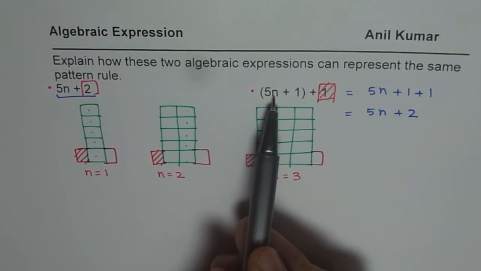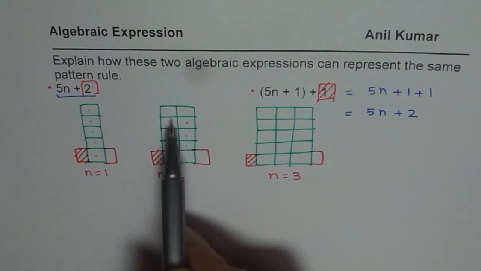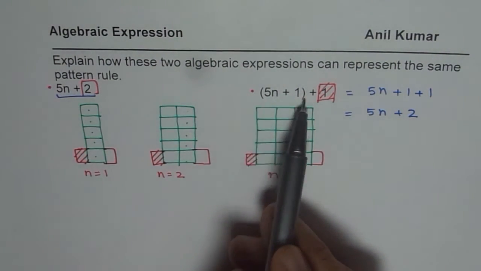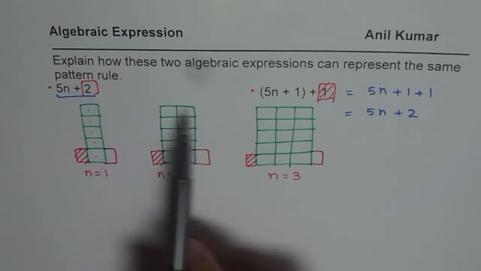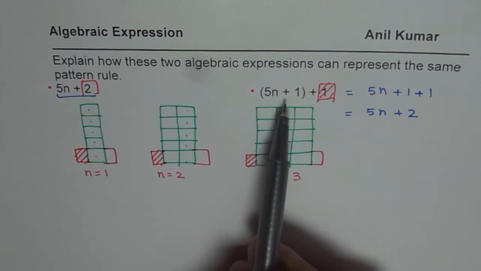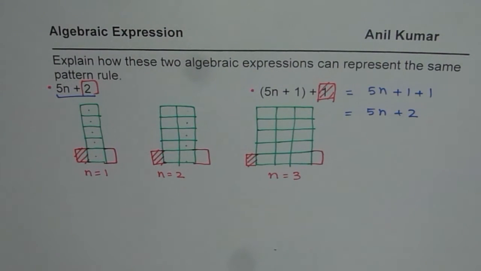So when n is 2, then I get 10 of these and then 1. Do you see that part? So this is what moves further and further away. So it is the same pattern represented in different ways. So that is a way of writing or understanding a pattern.